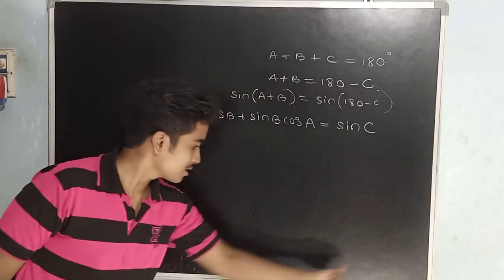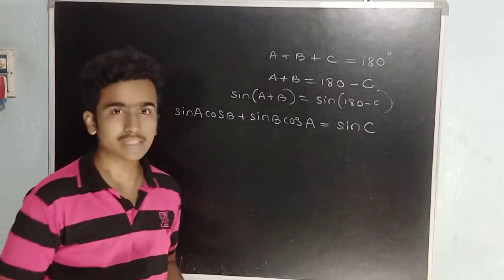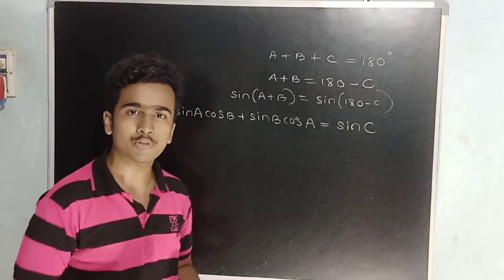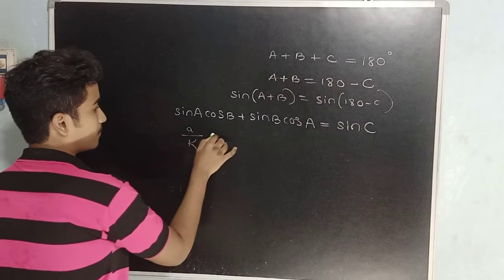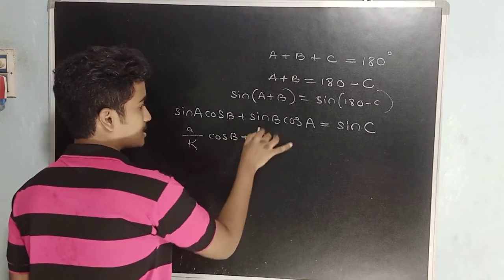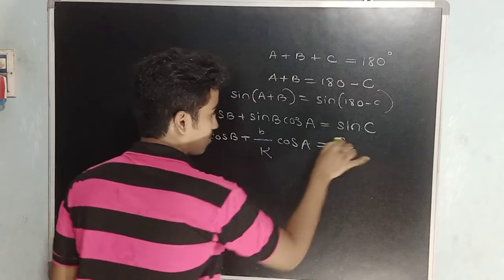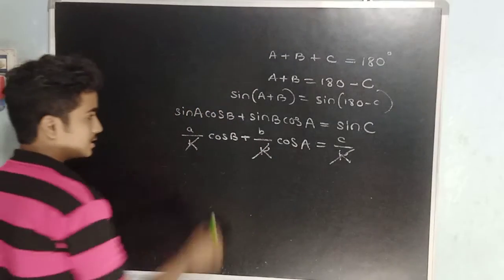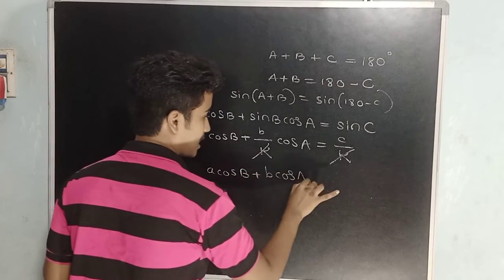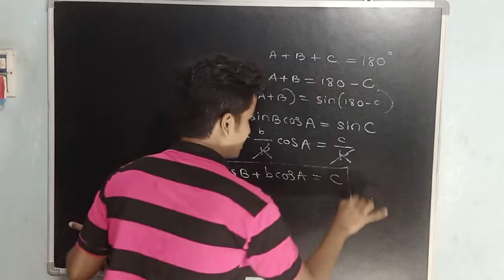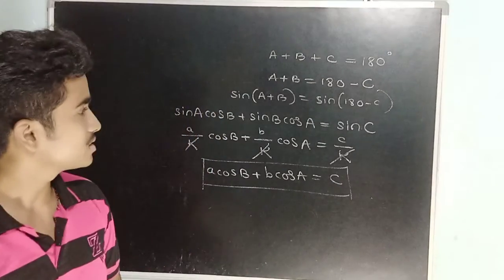Previously I have written here the three forms: sin A is nothing but a by k, sin B is equal to b by k, sin C is nothing but c by k. If you want, you can rewind the video and check it. Sin A is a by k into cos B plus b by k into cos A is equal to c by k. I am going to cancel this constant k. Then we get a cos B plus b cos A is equal to c. See, we have proven another identity also.